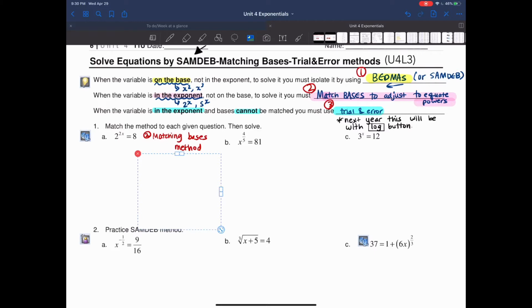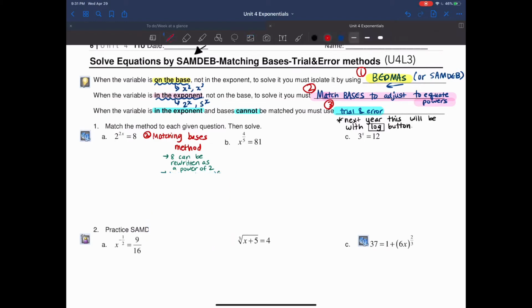Well, 2 to the exponent of what equals 8? 8 can be rewritten as a power of 2. So I'm going to go ahead and do that, and I will get 2 to the 2x is equal to 2 to the 3.